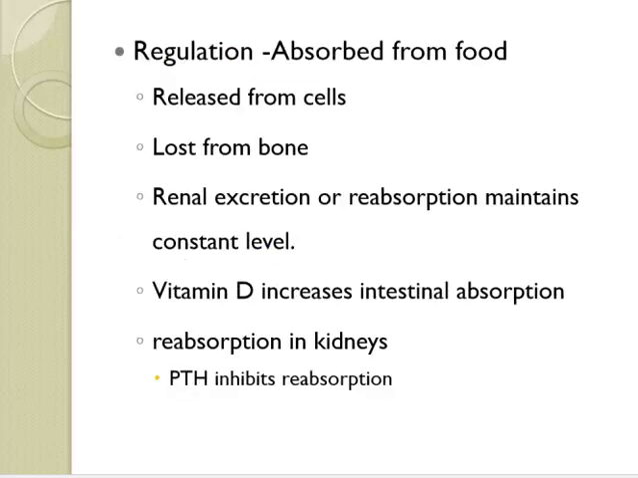Phosphate is absorbed from food, it's released from the cells, and it's lost from the bone. Renal excretion and reabsorption help maintain phosphorus at constant levels. Vitamin D increases intestinal absorption. Reabsorption happens in the kidneys, and the parathyroid inhibits reabsorption of phosphate.